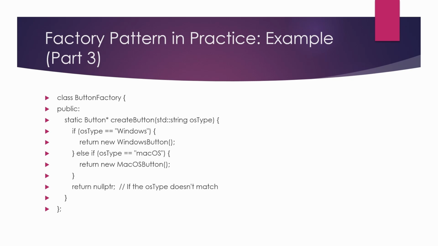Now we create the button factory. This factory decides which button to instantiate based on the operating system type. In this case, the factory will create a Windows button if the OS is Windows and a Mac OS button if the OS is Mac OS.